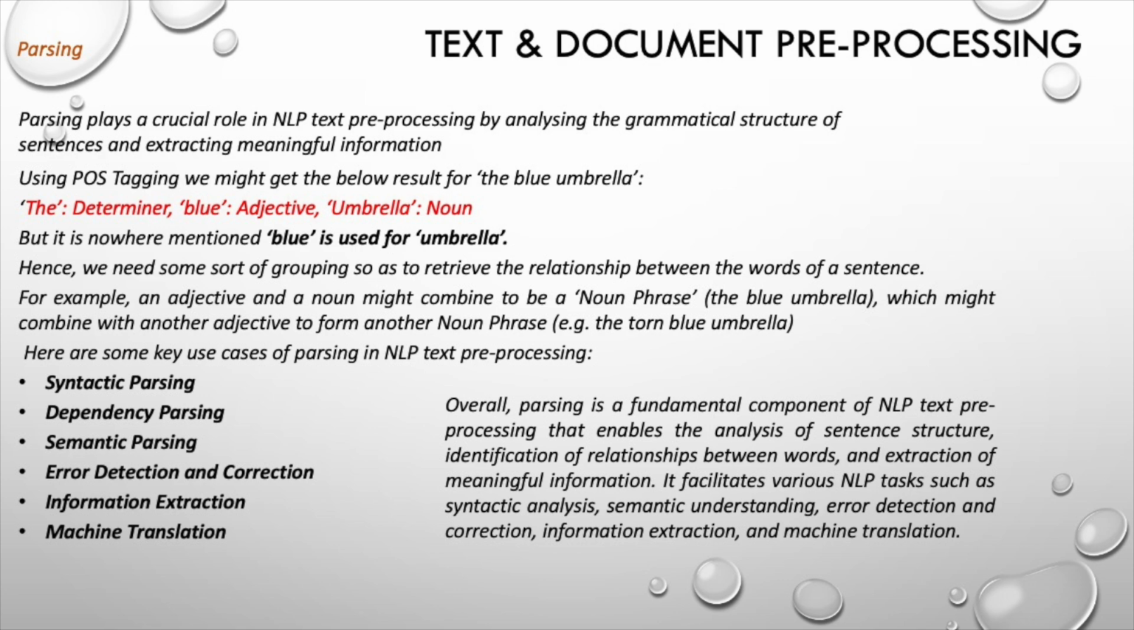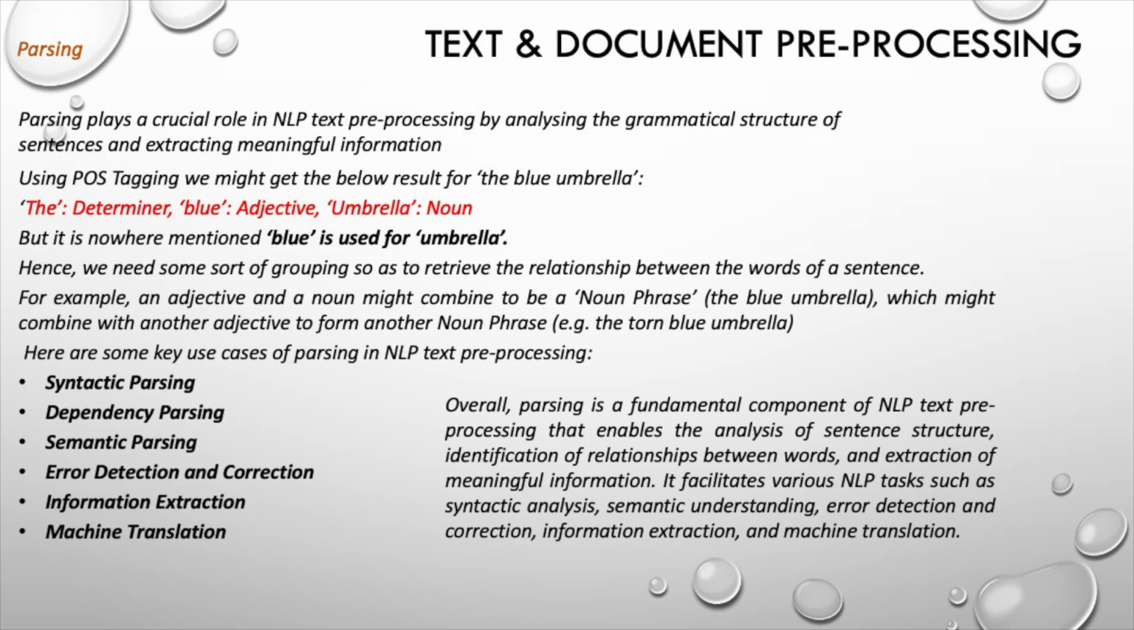Information extraction. Parsing can assist in extracting specific information from unstructured text. By identifying the grammatical structure and relationships within sentences, parsers can extract entities, attributes, and relations between entities. This is useful for tasks such as named entity recognition, relation extraction, and event extraction.